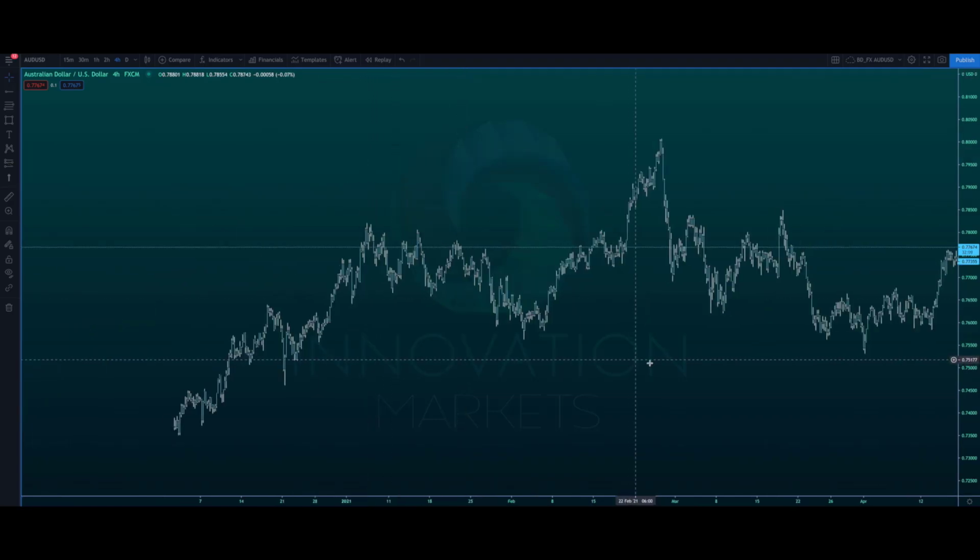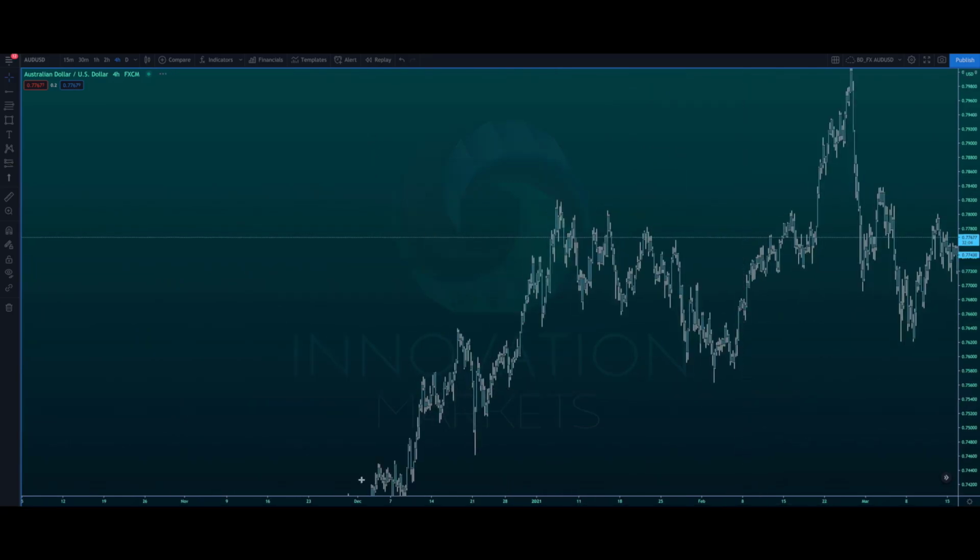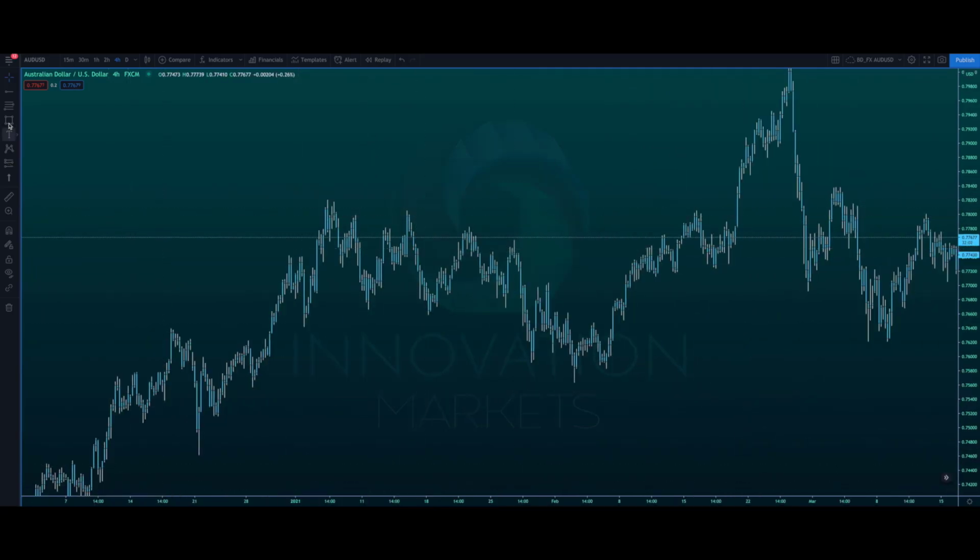So let's have a look at a few examples here. So one jumping out at me, can anybody see what I'm going to go for first? One very obvious one here. Inverse head and shoulders.